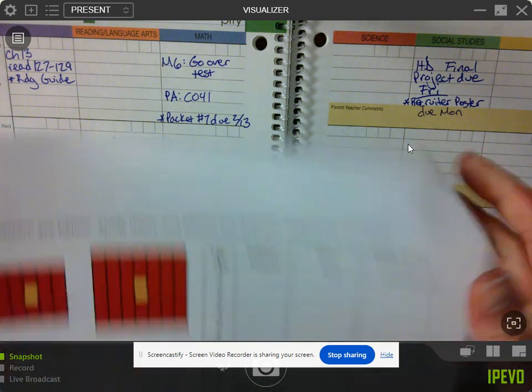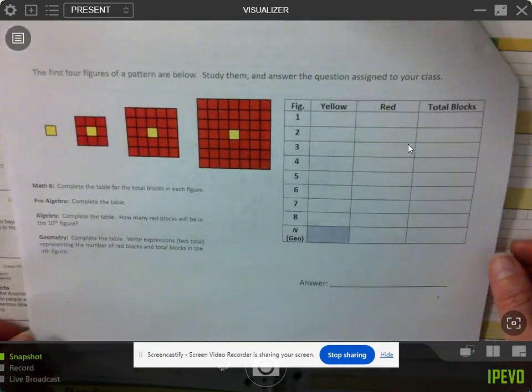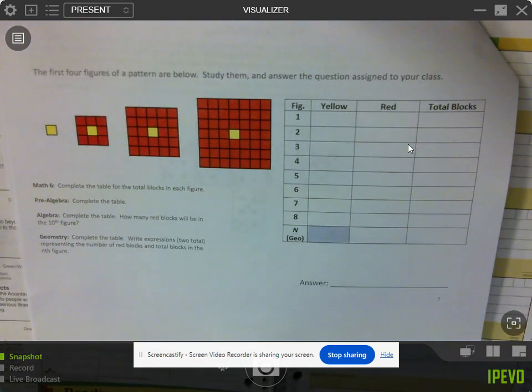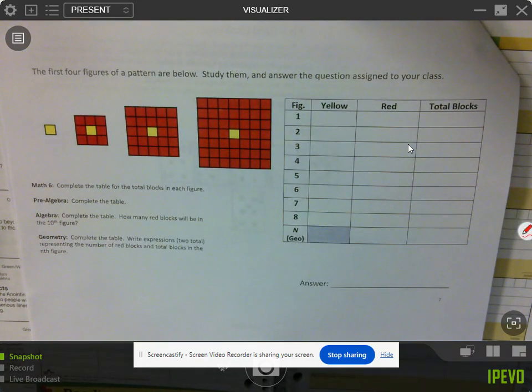Okay. Next page is our pattern page. Complete the entire table. So, how many yellow squares are in our figure 1? How many red? 0. So how many total blocks? 1. Right? Figure 1, there's no red.